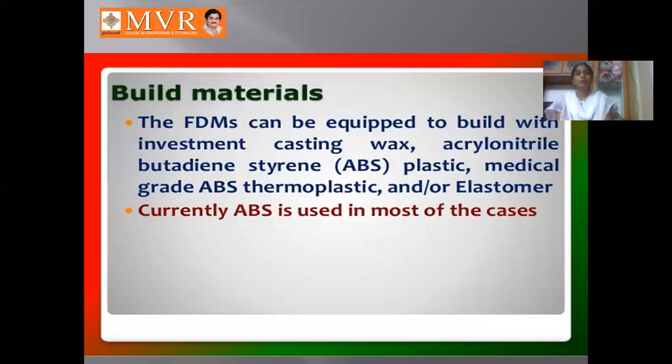Build materials. FDM can be equipped to build with investment casting wax, acrylonitrile butadiene styrene, medical grade ABS thermoplastics, and also elastomer. Currently, ABS is used in most cases. These are the materials used for the FDM process.